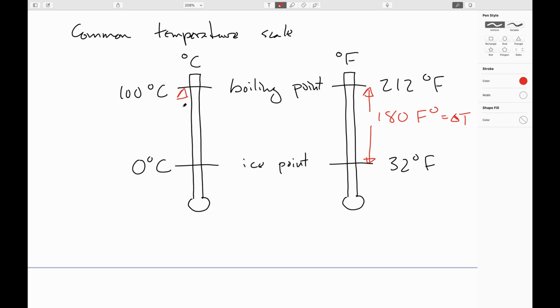Similarly here, although maybe a little less obvious, 100 minus 0 is going to give me 100 Celsius degrees. And that's going to be my temperature difference between the boiling and the ice point in the Celsius system. So again, degree sign before means I read 100 on the thermometer, 0 means I read 0 on the thermometer. 100 here means I took the difference of these two readings, which happen to be 100 minus 0.